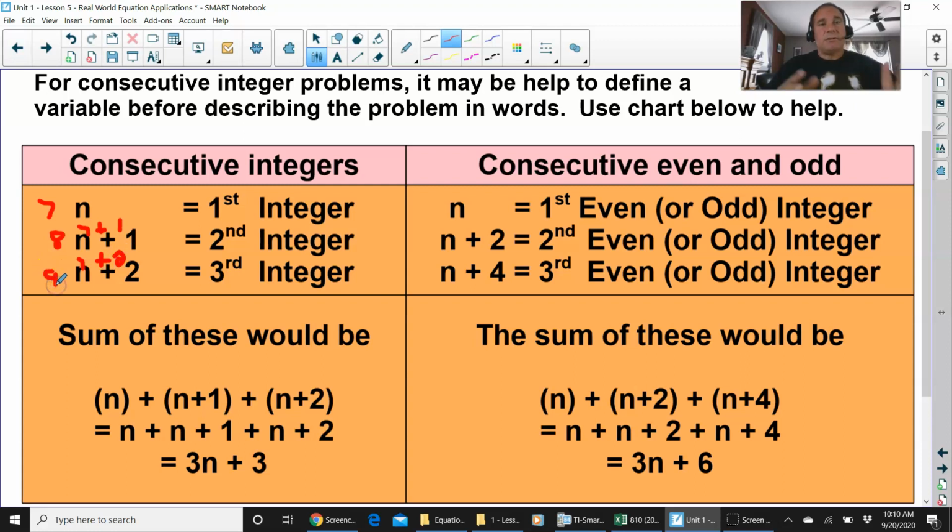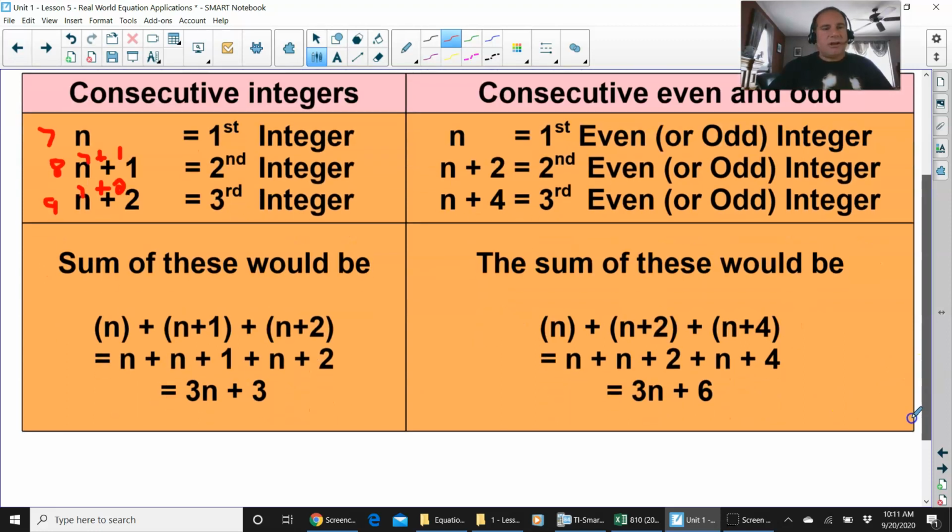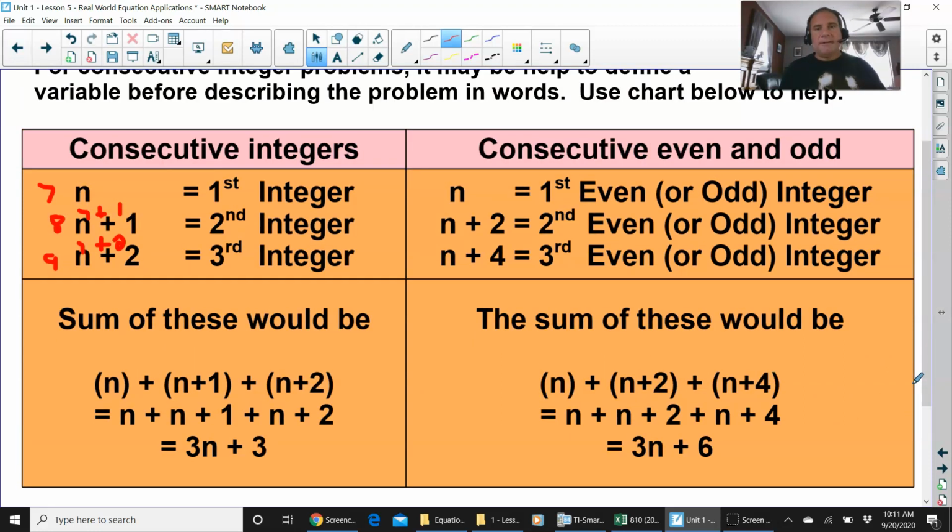If they ask you for 3 consecutive integers, the first integer is always n, or x. The second integer is x plus 1. And then the third consecutive integer is x plus 2. Now, for the sum, you would basically add them up, combine like terms, and then solve the equation. And then that's it. But consecutive, even, and odd, that's where people get confused.